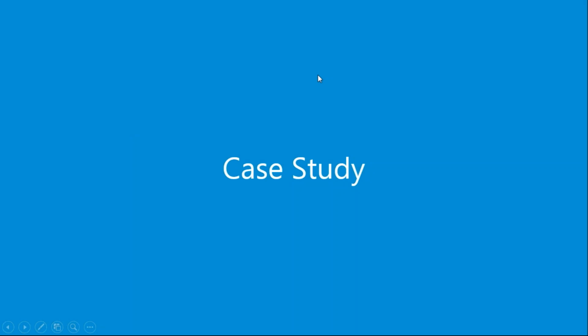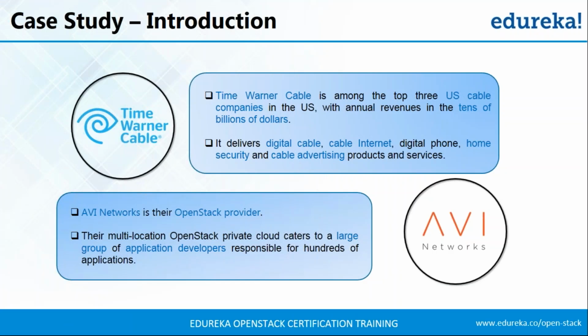So now let us take a look at a case study. Now we'll take a look at a case study of Time Warner Cable and RV Networks. If you're living in the US, you must have heard about Time Warner Cable. This is one of the topmost cable companies in the United States, and it earns a revenue of tens of billions of dollars every year. And then we've got RV Networks, which is Time Warner Cable's OpenStack cloud provider.